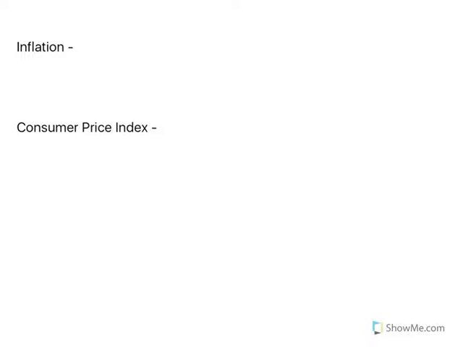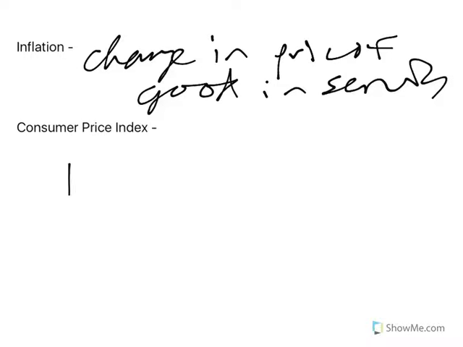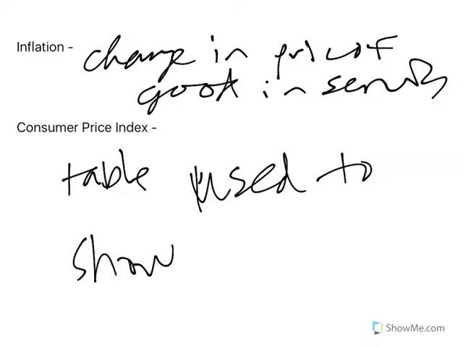Okay, this next video is going to be working with absolute and relative change, but we're going to do that in terms of inflation and the consumer price index. So remember that inflation is the change in price of goods and services, and the consumer price index is the table we use to show that. It gives us a month-to-month and a year-to-year idea of what's happening, the changes.